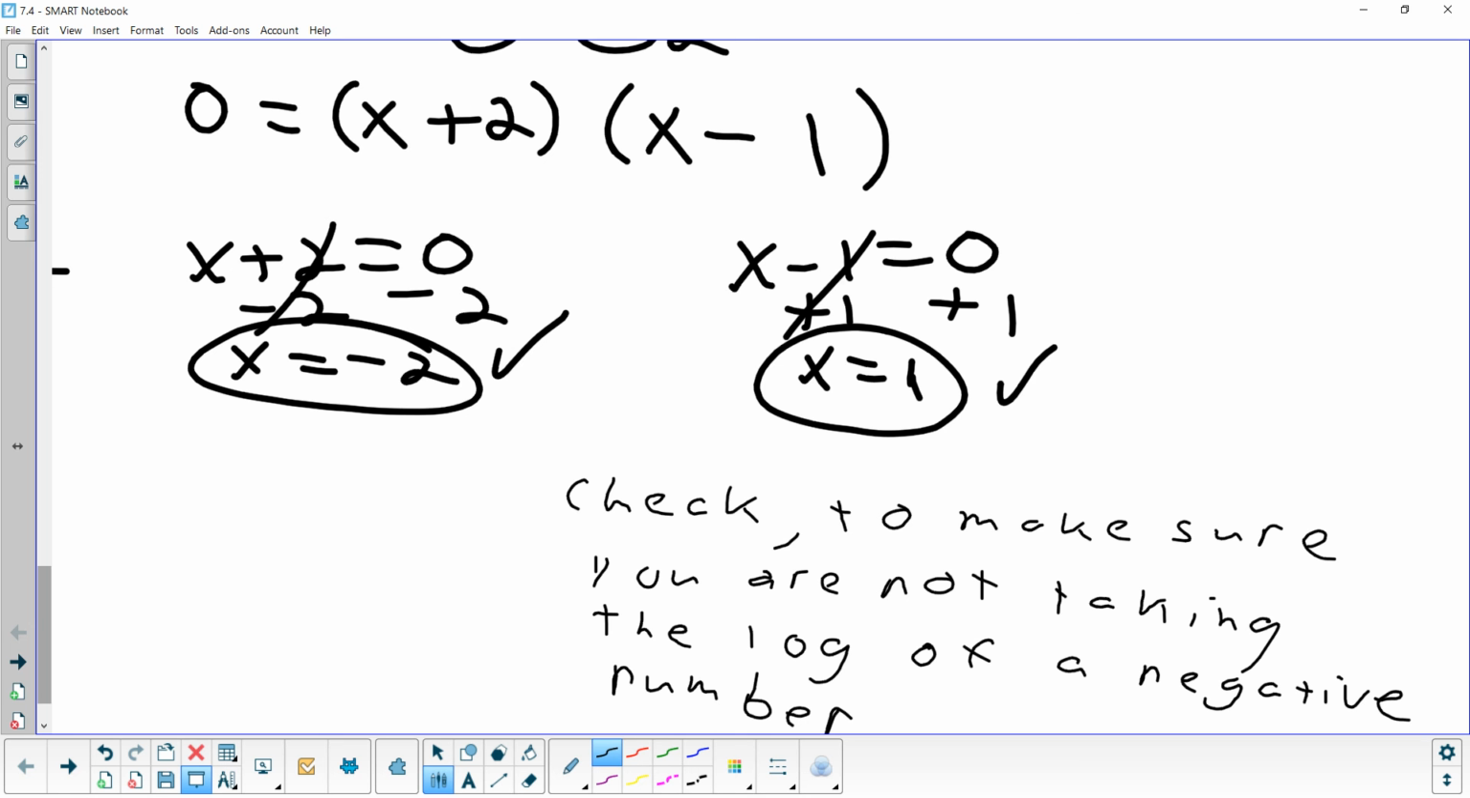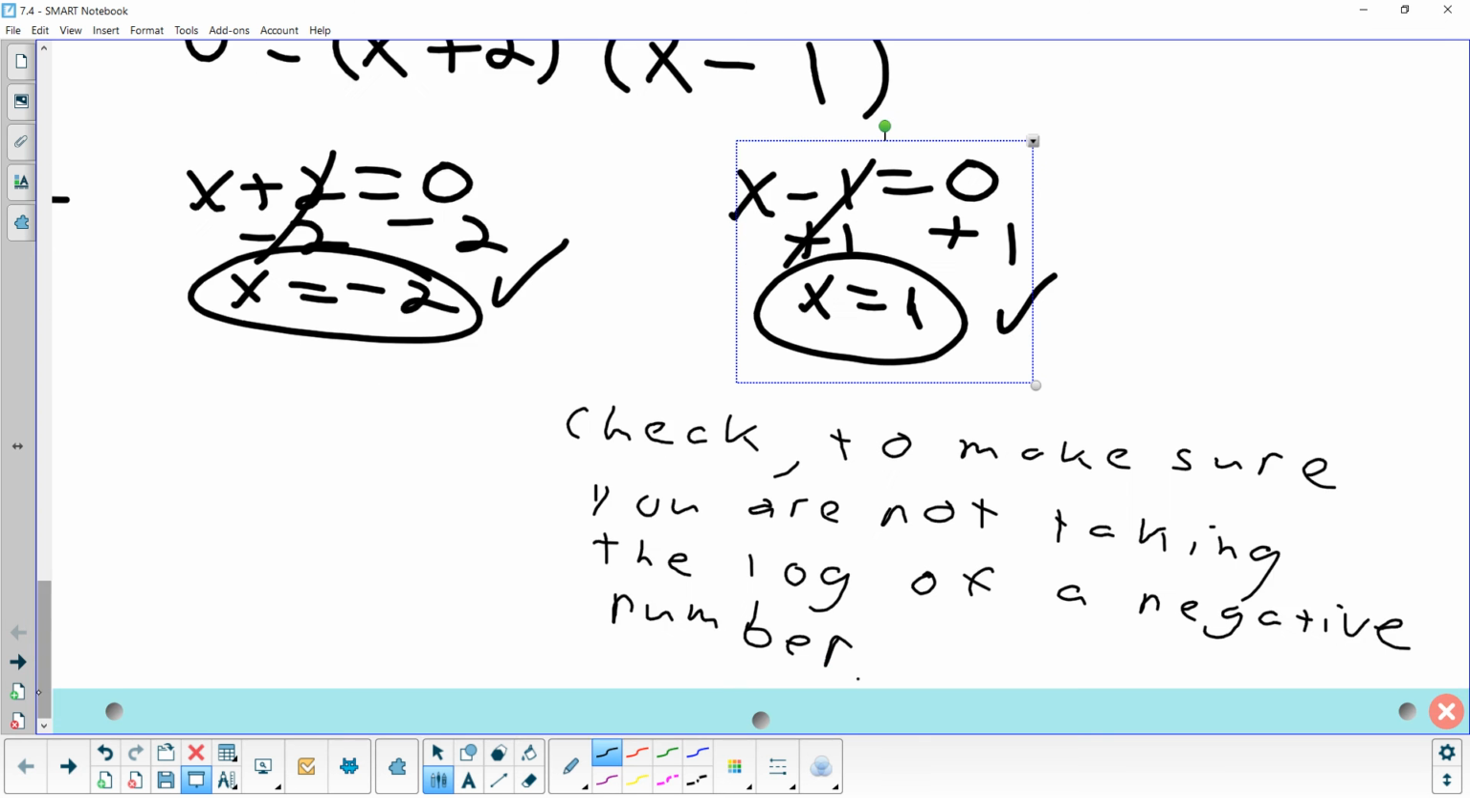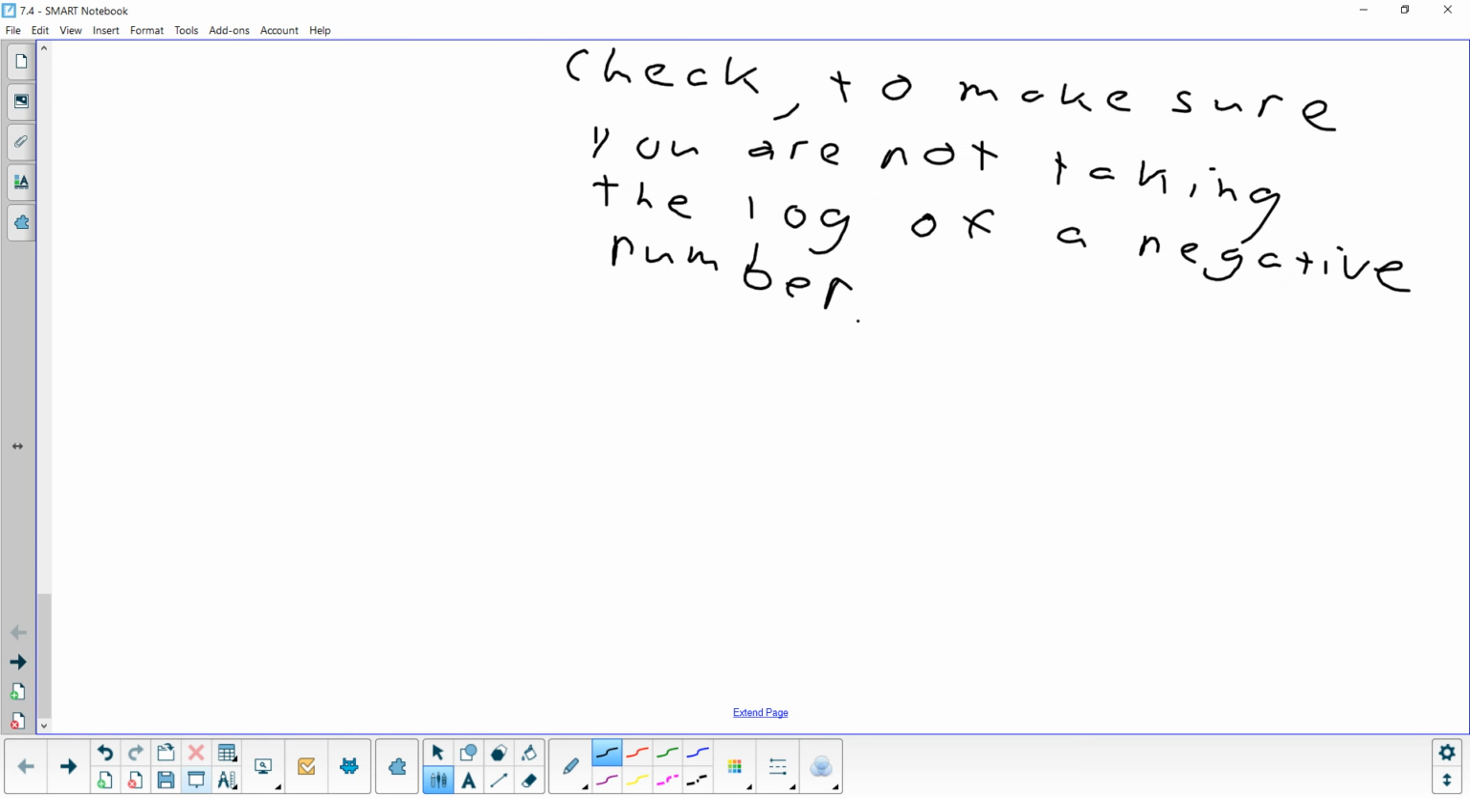When you solve a problem that involves factoring, there's 3 cases. Case 1, both answers work. Case 2, one answer works, one answer doesn't. Case 3, they both don't work. Okay, so if they both don't work, there's a symbol that sometimes we use in math that represents no solution. Anyone ever seen this symbol? This symbol means that there is no solution.